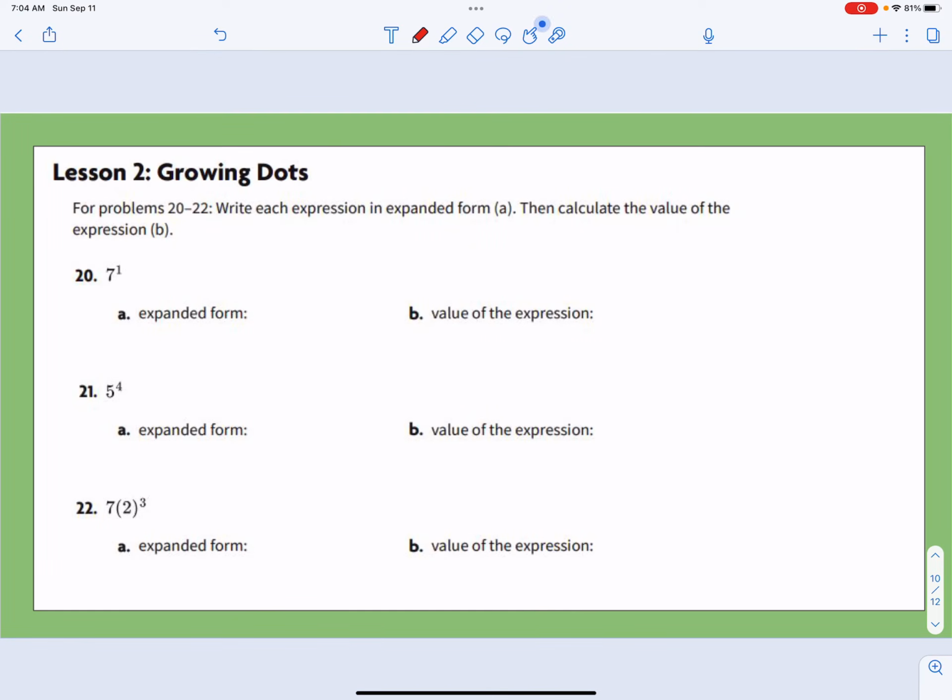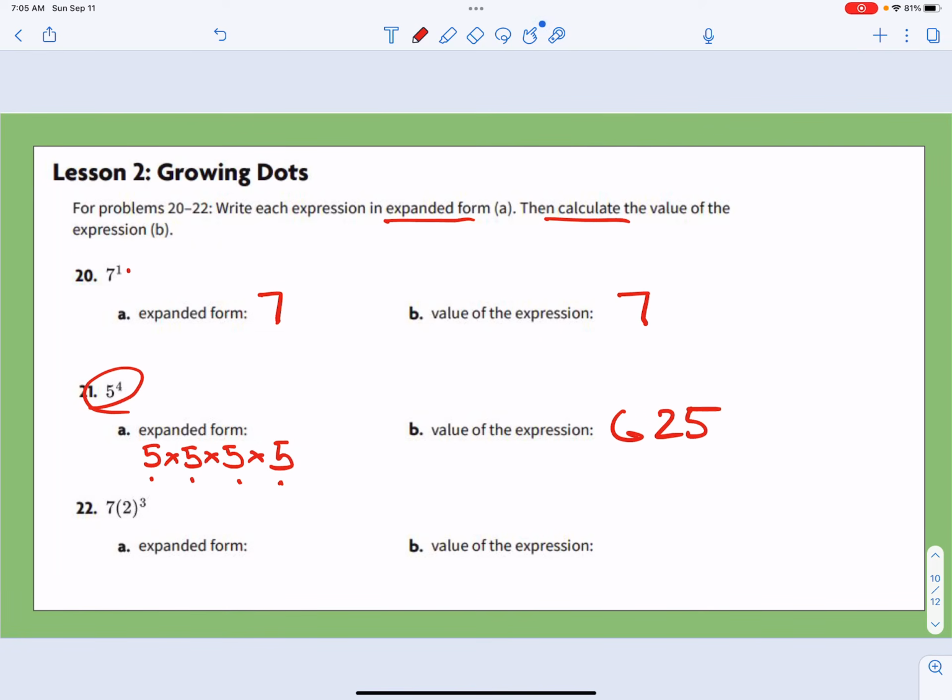All right, write each expression in expanded form, then calculate the value. Okay, so expanded form, 7 to the first power. That's our base, and it's going to be there whole one time because there's only one of them. And so the value is simply 7. That wasn't too bad. And for 5 to the fourth power, this is going to be 5 times 5 times 5 times 5. The 5 is our base, and we have it 4 times multiplied. You multiply that out, and we should come up with 625.